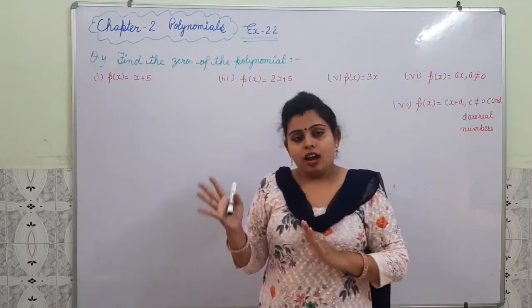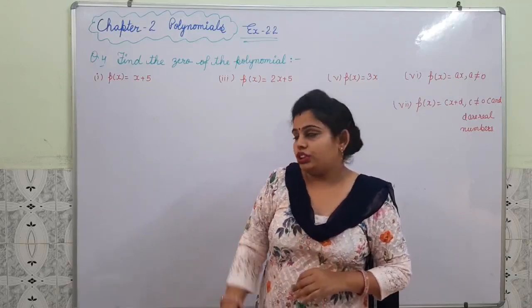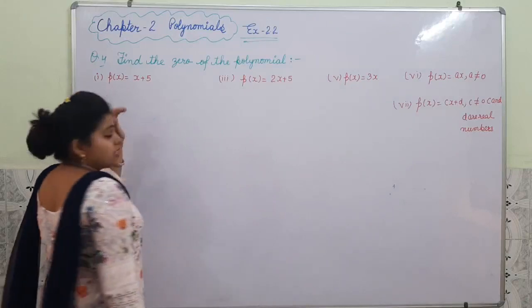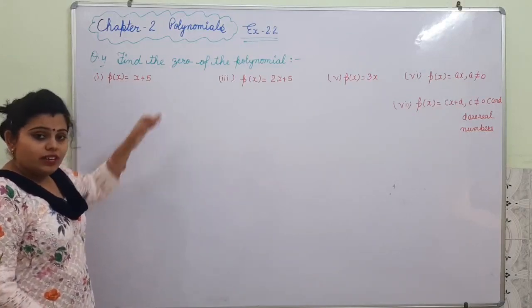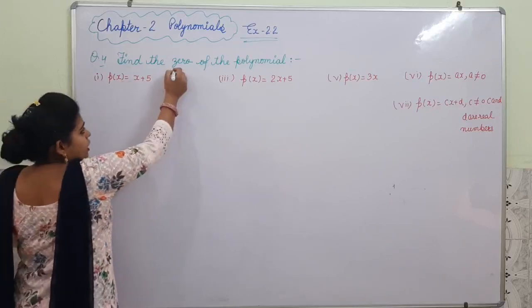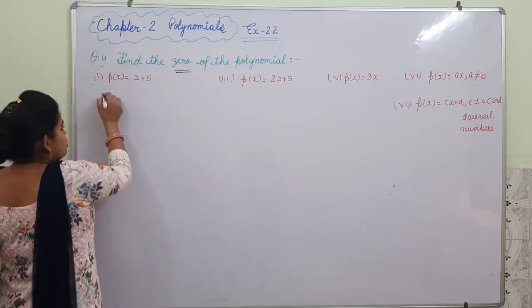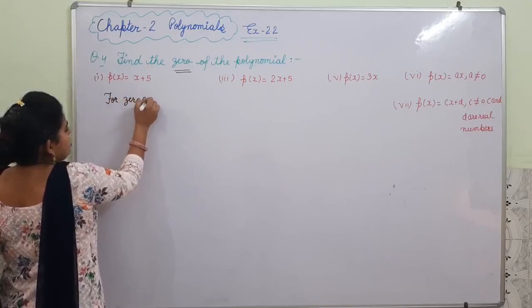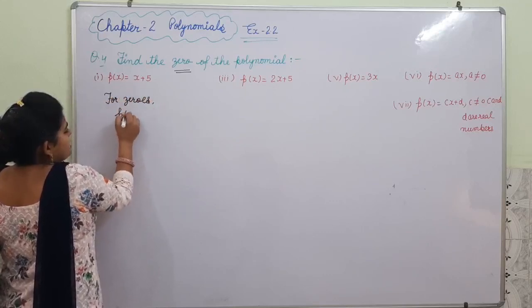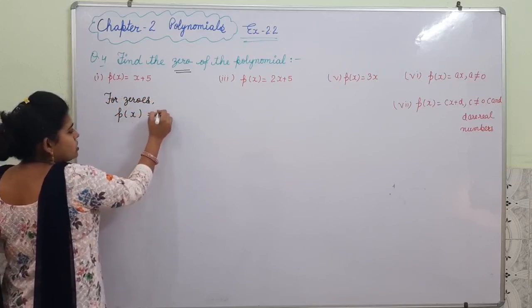So let's see how we will solve this question. In the first part, what is given? P of x is equal to x plus 5. Now what we have to find? We have to find zeros. So what will we do? For zeros, p of x will equal 0.